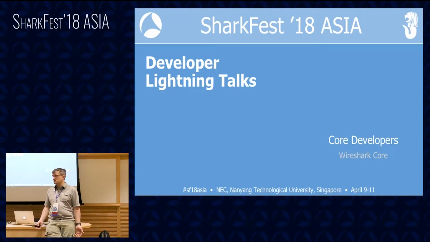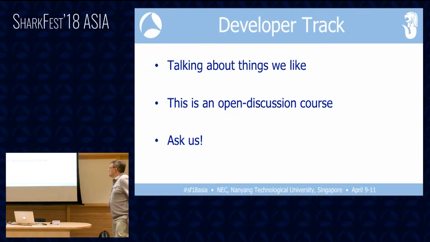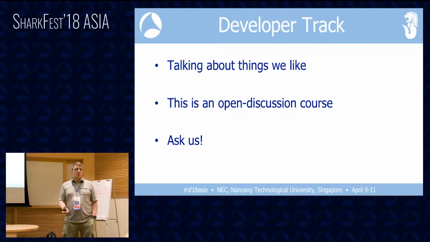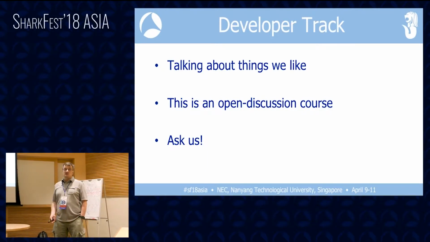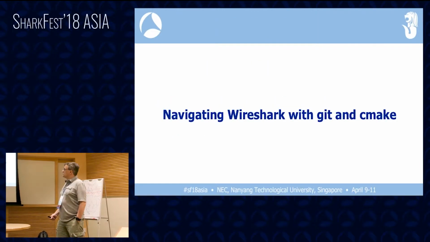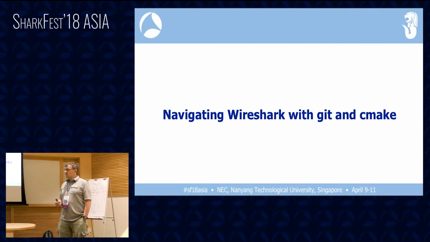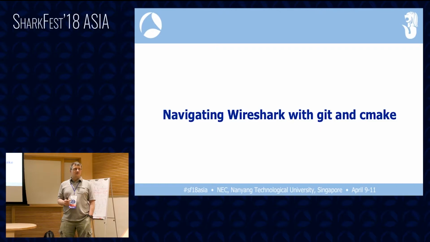If you have any questions, this is an open session. Shout out, ask us questions. You can interrupt us at any time you want, and we're gonna just start. So, as I said, we're talking about things we like, and just ask us if you have any questions at all. And to start, our fearsome leader will talk a little bit about the real fearful stuff of navigating Wireshark with Git and CMake.